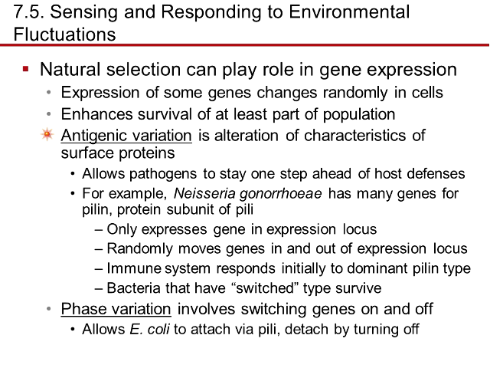Antigenic variation is really alteration of characteristics of surface proteins. It allows the pathogens to stay one step ahead of their host defenses, so to speak. For example, Neisseria gonorrhoeae has many genes for pilin, the protein subunit of pili. They're only expressed as a gene in the expression locus. It randomly moves genes in and out of the expression locus, and the immune system responds initially to the dominant pilin type. The bacteria that have switched types survive. So they kind of switch the message, so to speak.